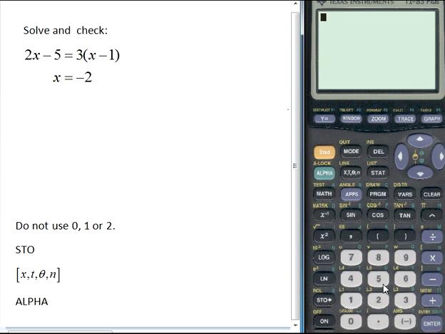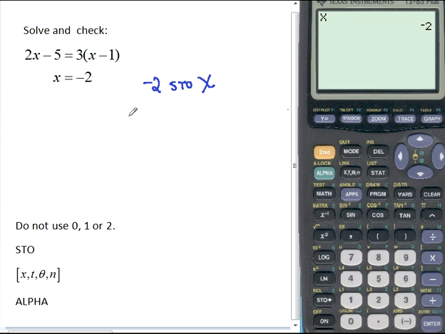Alright, let's first go to the calculator and we will store the actual value that we got. So we're going to put -2, store x. And I think that's what I stored before. Let's check. I stored it on the last problem. x, enter. I already have negative 2 in there, so I don't have to store it this time.